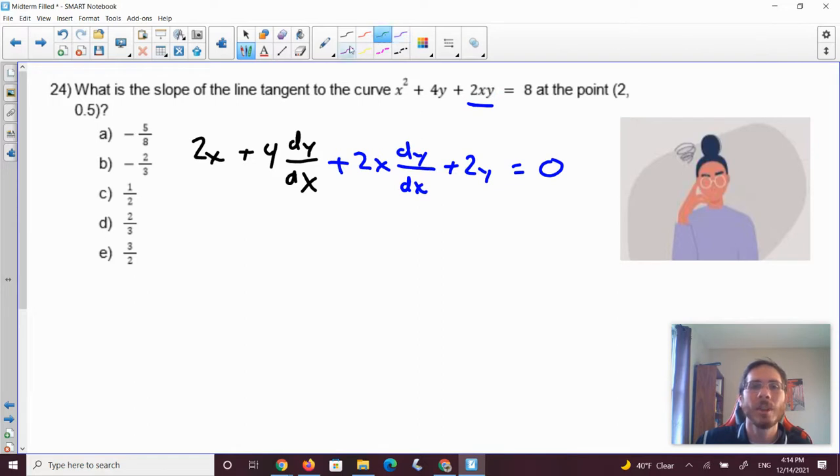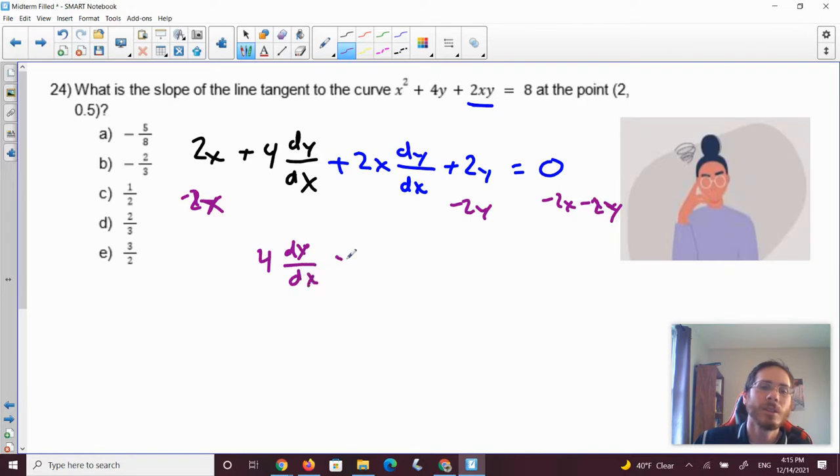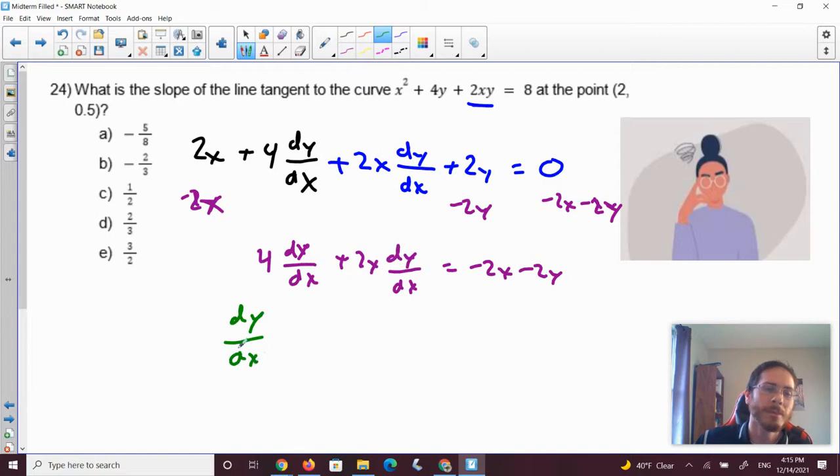So then we're going to solve kind of like how we would normally solve these ones. We'll move the 2x and the 2y over to the other side. So we get 4 dy/dx plus 2x dy/dx equals negative 2x minus 2y. We'll GCF out this dy/dx. So we get 4 plus 2y equals negative 2x minus 2y. Divide both sides by 4 plus 2y.